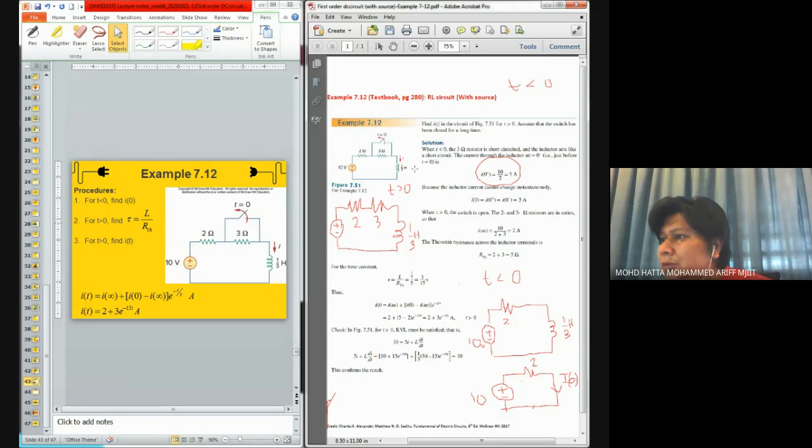First, we try to calculate tau. Second, we try to calculate what is I infinity. Okay, I infinity. Okay, tau. If you try to calculate tau, what you try to do here, you try to remove this terminal. This terminal should be removed, and if you remove it, it will look like this.